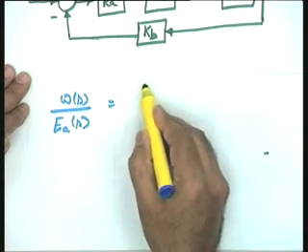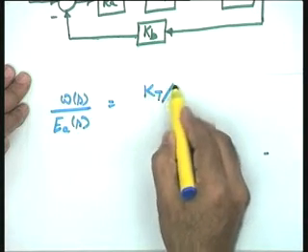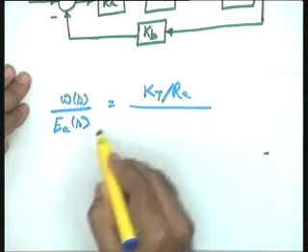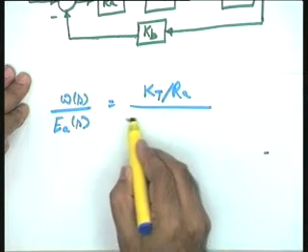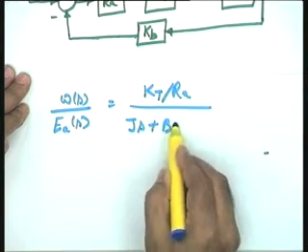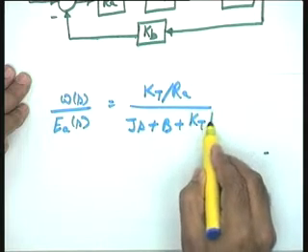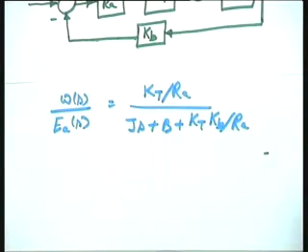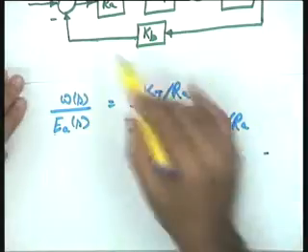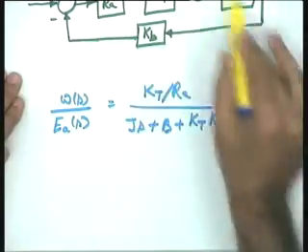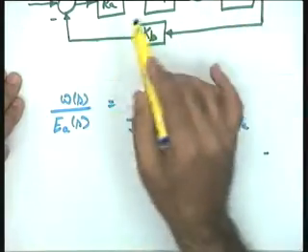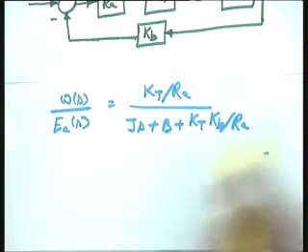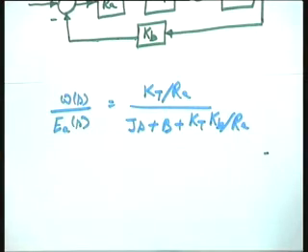Yes, can you give me directly? See if I can write directly. Kt by Ra divided by Js plus B plus Kt Kb by Ra. This I am writing after using the basic block reduction rule to this particular loop. Just see that it is between omega and Ea.